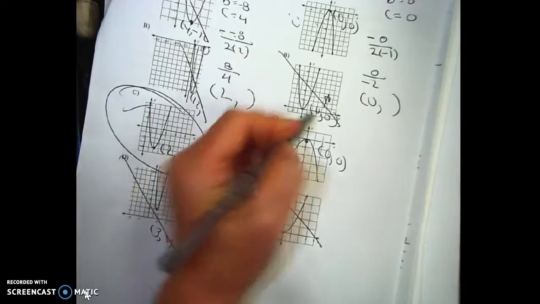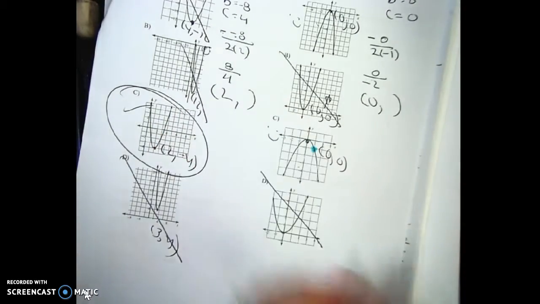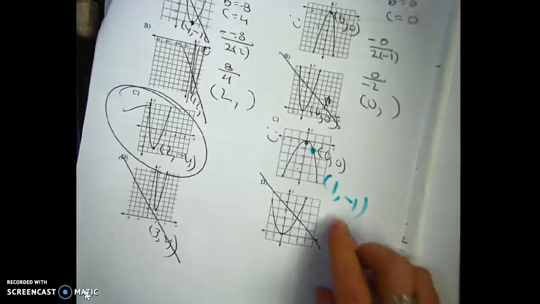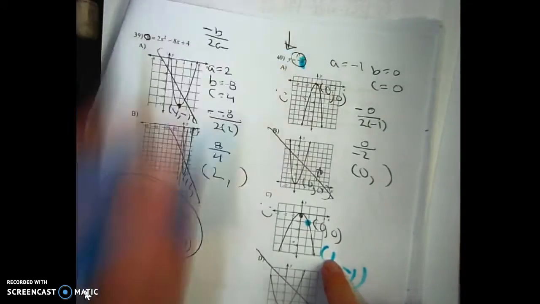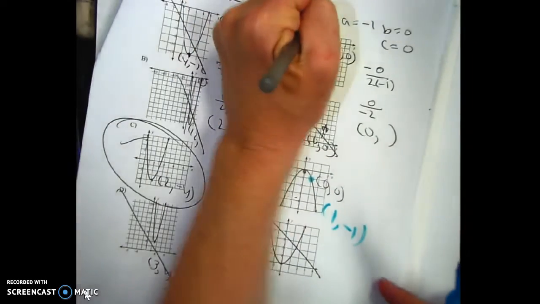So I'm going to pick a point. I'm going to try picking this point right here. And that's the point 1, negative 1. So I'm going to take the 1. I'm going to plug it right in there for x and see if I get negative 1. So that means I'm going to go negative 1 times 1 squared.